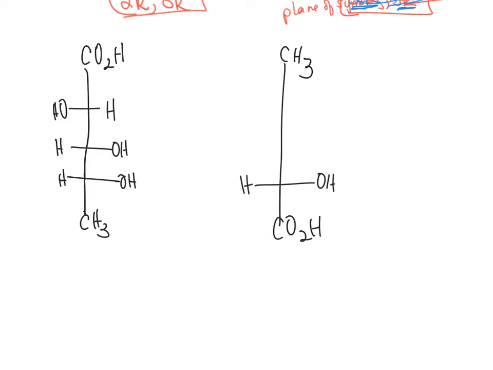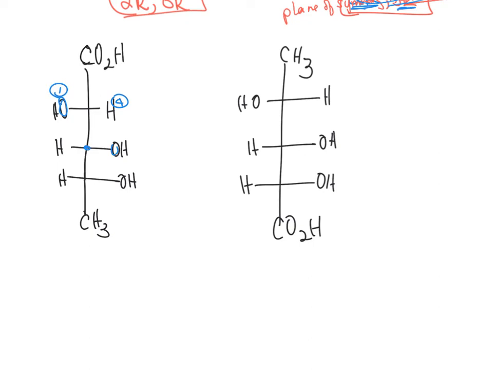Now, I will do one of these and I'll let you do the other one. But I will go ahead and assign these priorities. So you're looking at oxygen, which is one, hydrogen, which is four. Okay, now you have carbon, oxygen, and this one has, what is that?